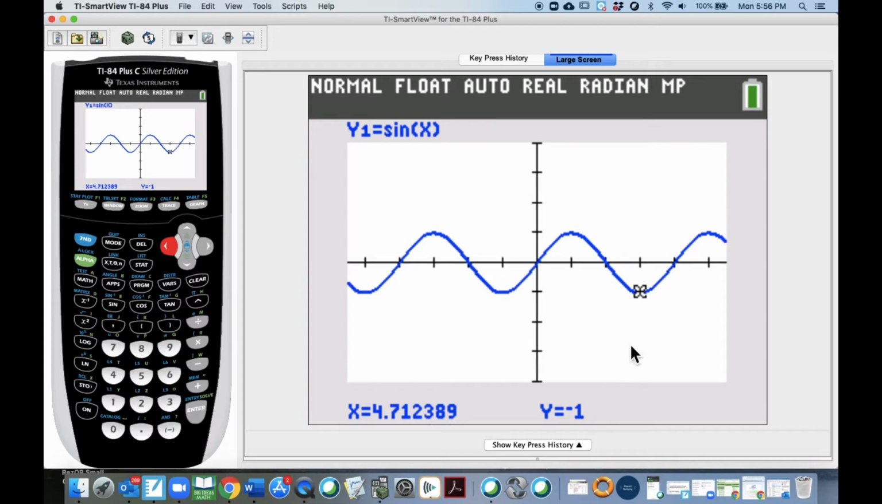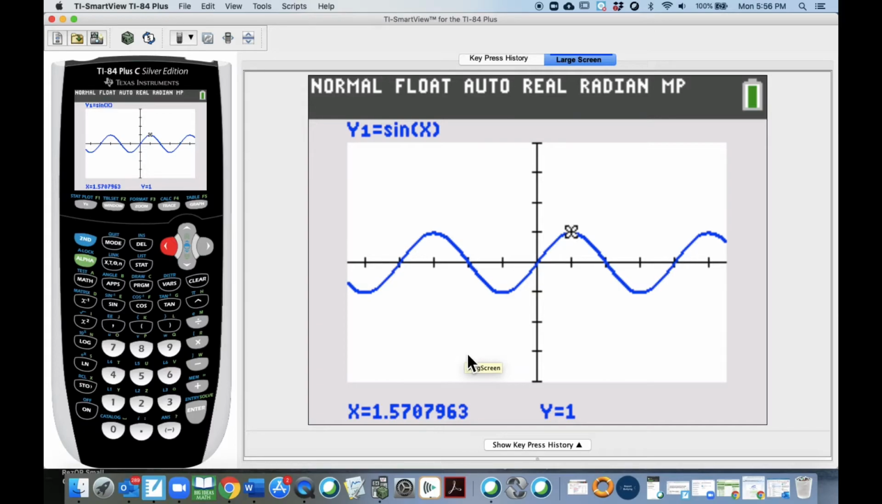Okay, we're at y is negative 1, and x is 4.71. 4.71 is 1.5 pi. And then I'll go to the max point over to the left. And here I am at y is 1. This is a half pi. Okay, if you take 3.14 and divide by 2, you'd get 1.57.